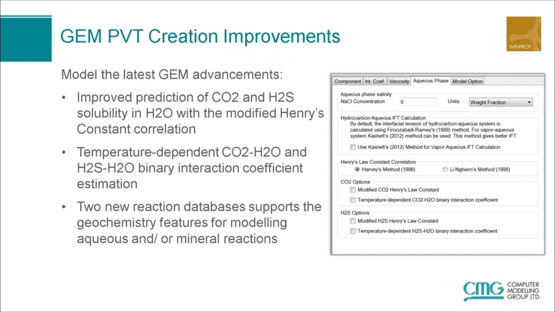And basically, this is the GEM simulator PVT output page in the aqueous phase page. And we have the hydrocarbon aqueous IFT calculation that we talked about on the previous slide. If you want to take advantage of that, we have some more information for it here. And then we have this checkbox to use it. And then the two that we just talked about, CO2 options and H2S options, we can use the Henry's law constant and temperature dependency options there.